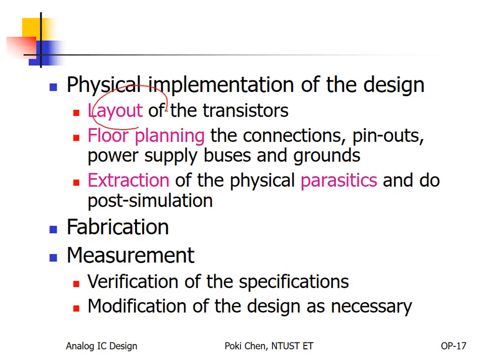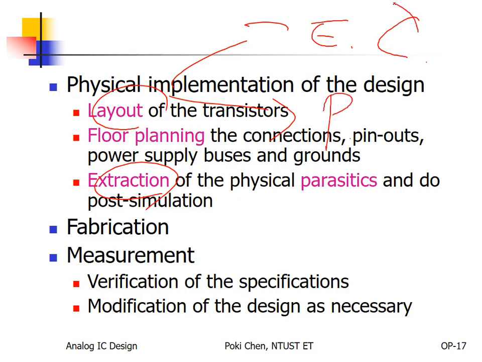After layout, after such kind of extraction, we will have two files. One is the equivalent circuit, and the other one is the parasitics. The equivalent circuit needs to be compared to your original schematic to make sure they are exactly the same. That is so-called LVS, layout versus schematic. The schematic is the original circuit you draw.